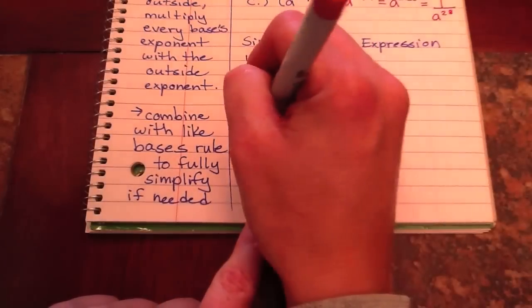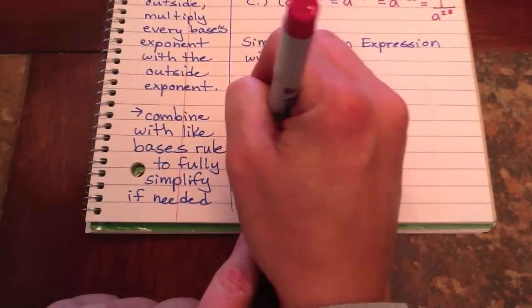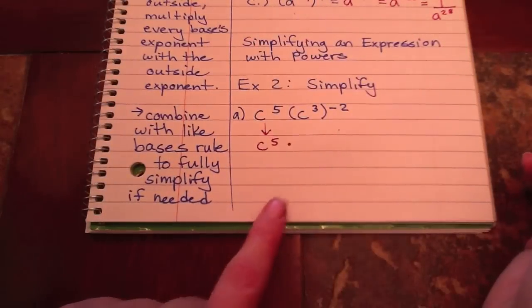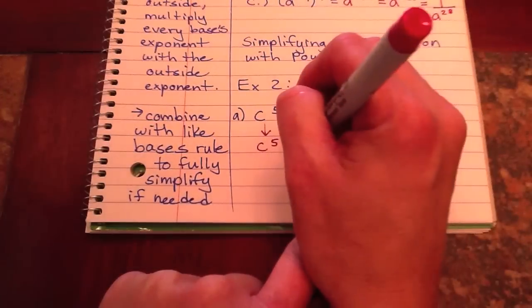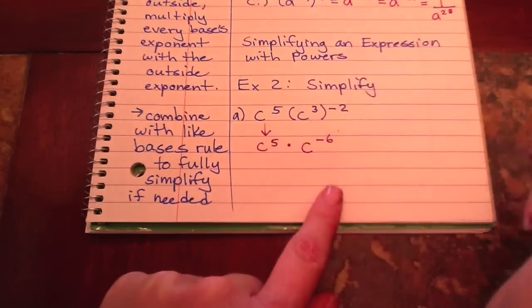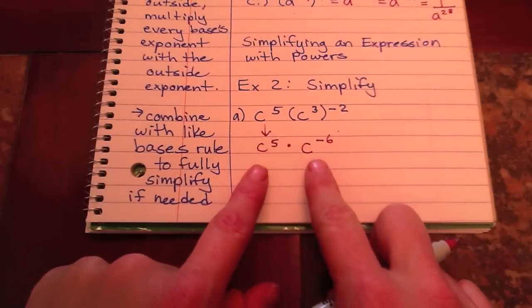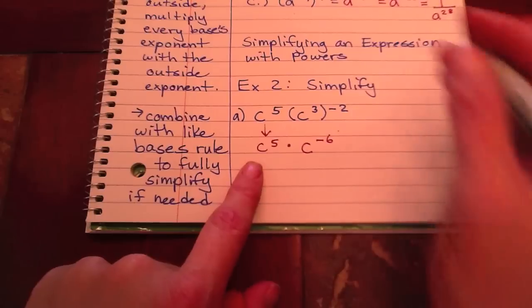So you would just bring c to the 5th down, times, now you use the rule you just learned, which is 3 times the negative 2, which becomes negative 6. Now you're at yesterday's rule, like bases.